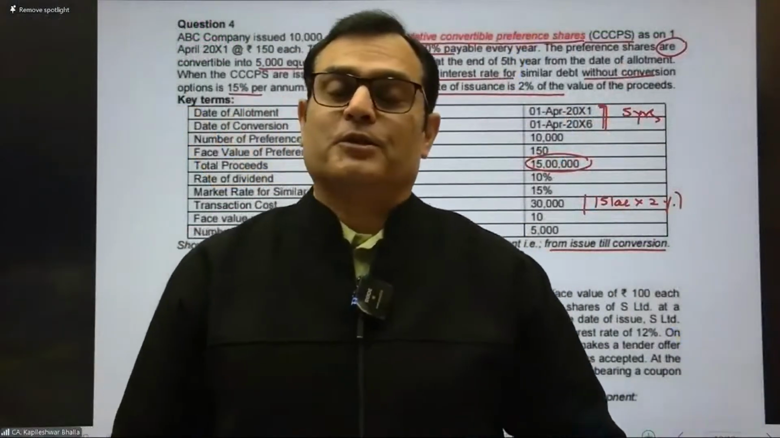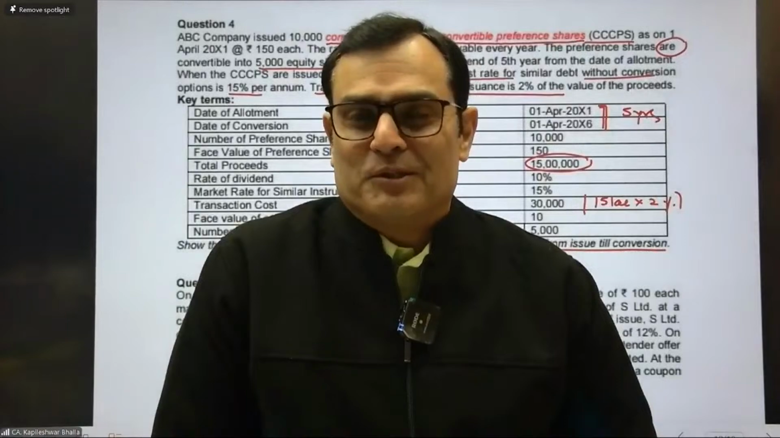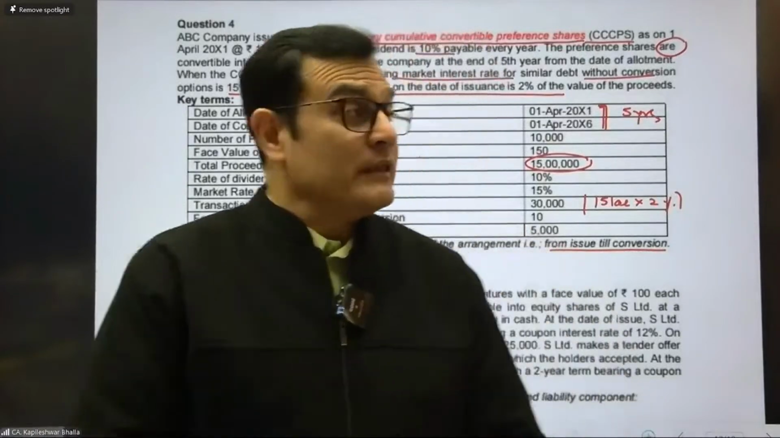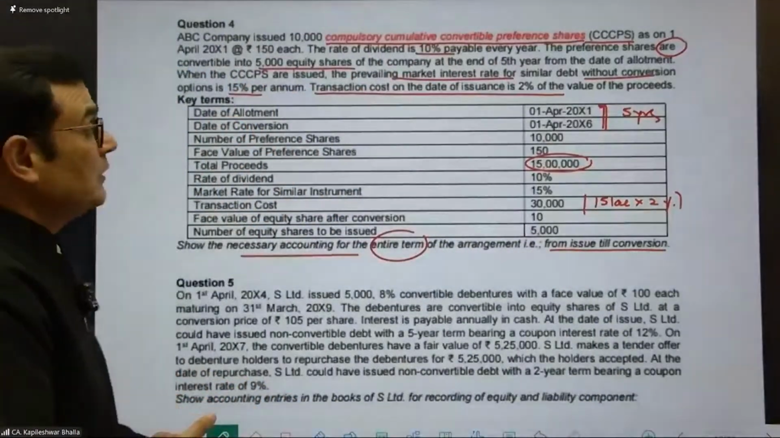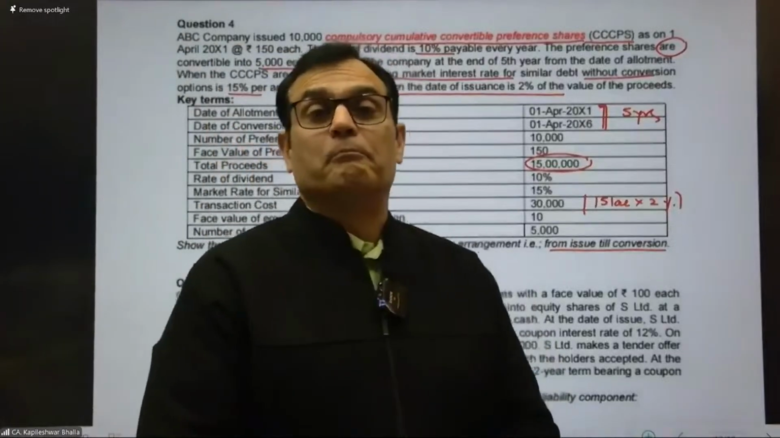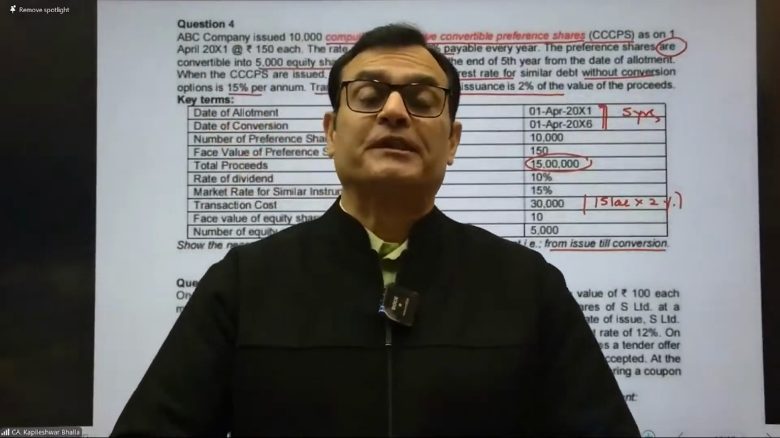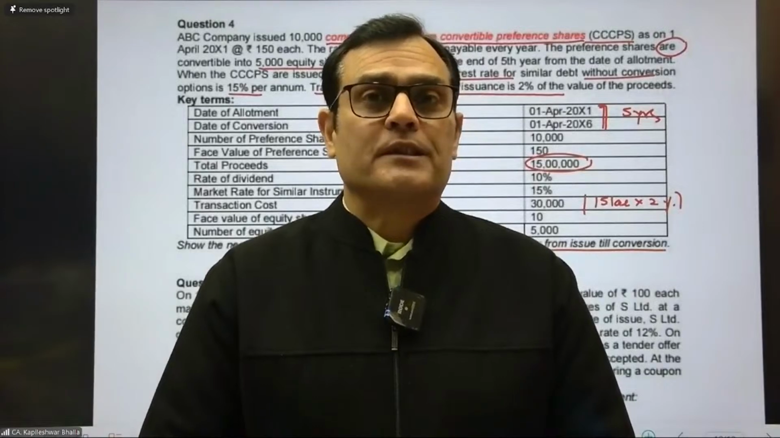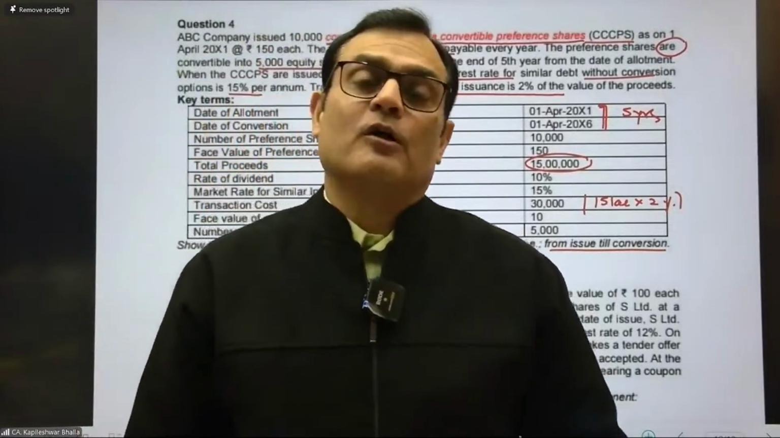So I hope you had a relaxation of mind and are ready to dig a little more deeply into the transaction cost concept as well. So before the break, we were talking about question number 4, where I said it is a case of a compulsory cumulative convertible preference share. And in this particular case, it is a compulsory convertible, so non-derivative in nature, but there is a transaction cost as well. Now, along with the concept of split accounting, we also need to understand that if there is a transaction cost, how it is to be dealt with.